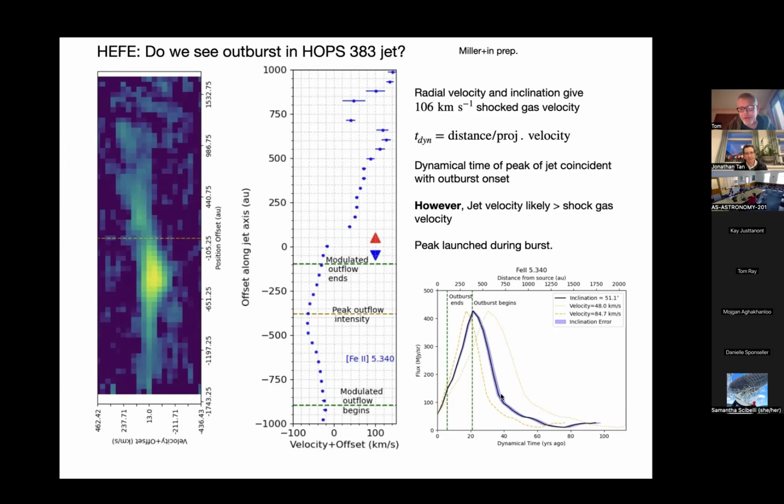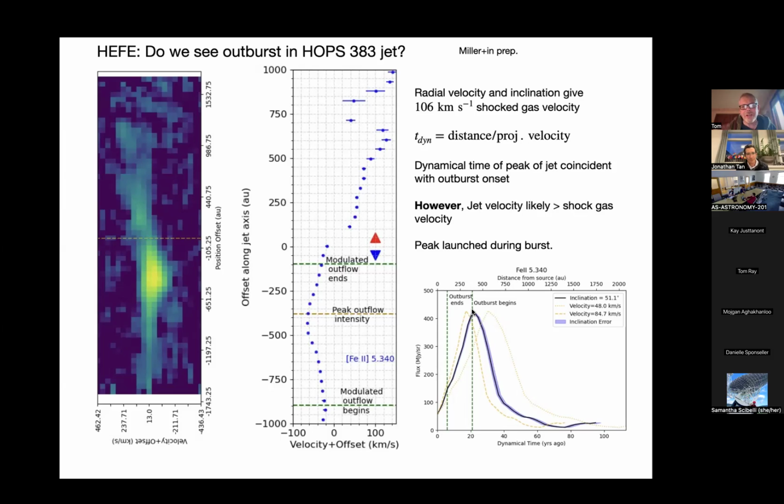The profile you see is basically the profile of the jet, which you can see is sharply peaked. But for the x-axis, we've basically taken the distance and divided by the velocity to get a dynamical time. And then we put, to the best of our knowledge, the beginning of the outburst and the end of the outburst relative to the current period. So zero is now. And we can see that the outburst peak is roughly where the outburst began. Well, I should say the jet peak has a dynamical time equivalent to the beginning of the outburst.